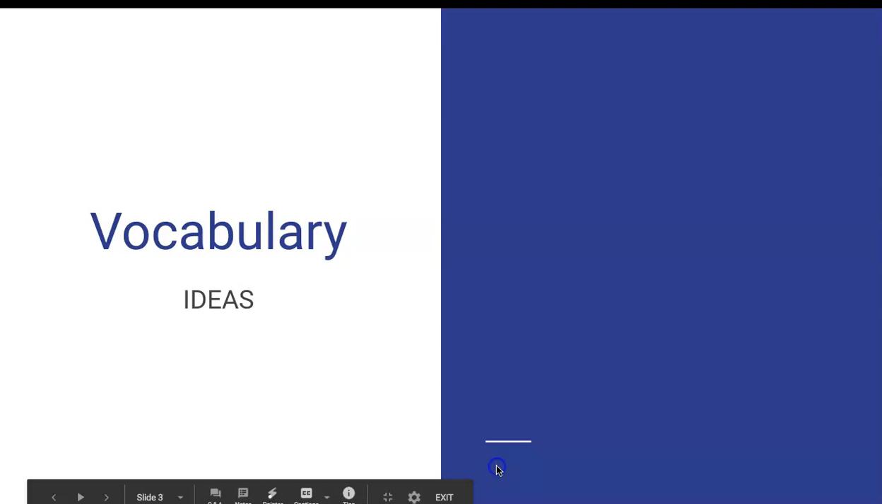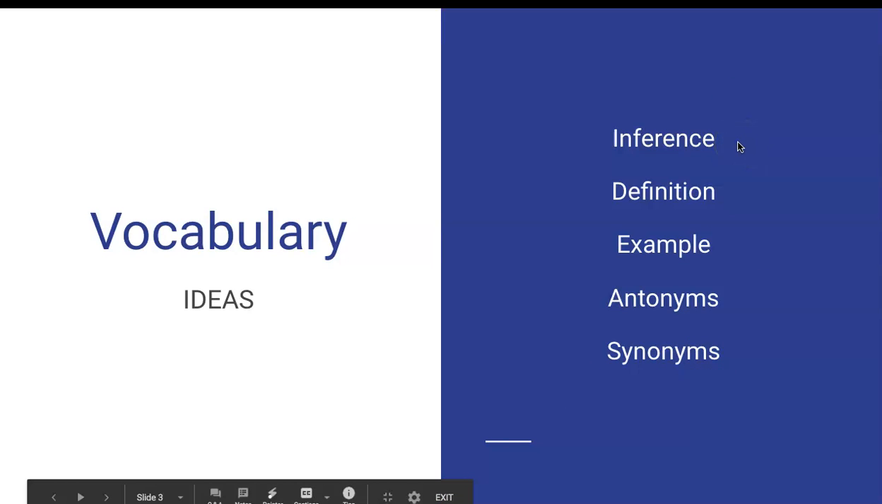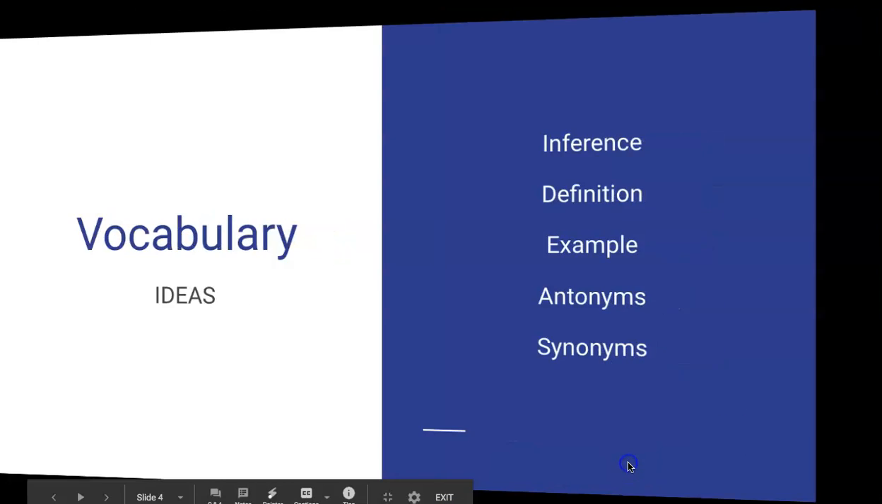Now with vocabulary, if we can remember the acronym IDEAS, that will help us a lot in figuring out what context clues are important, because a lot of times in passages we have all this information and we can't cipher through it. But with vocabulary, IDEAS is going to help us a lot. Now what does IDEAS stand for? They stand for 5 ways you can figure out a definition based off of context clues. So as you can see, we have inference, definition, example, antonyms, and synonyms.